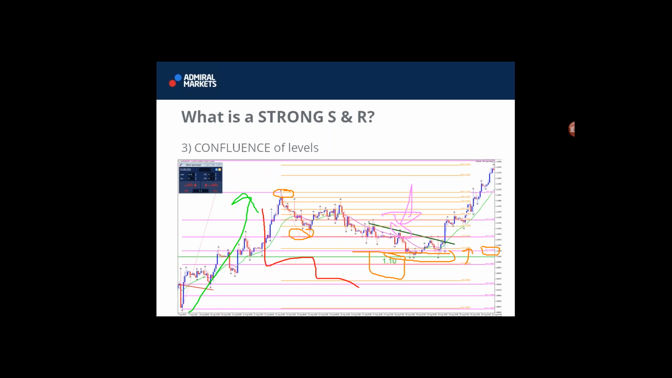50s are also important. Those are like quarter levels. 25 at the end, 75 at the end, 50 at the end. Those are quarter levels, also important. Indeed.